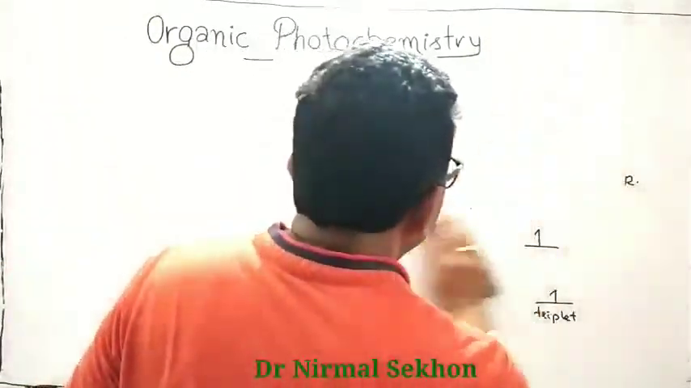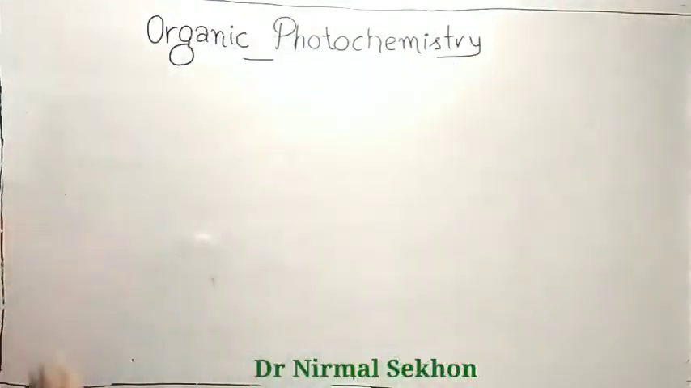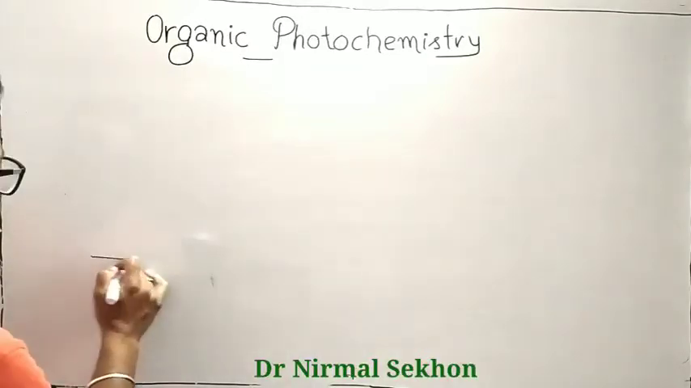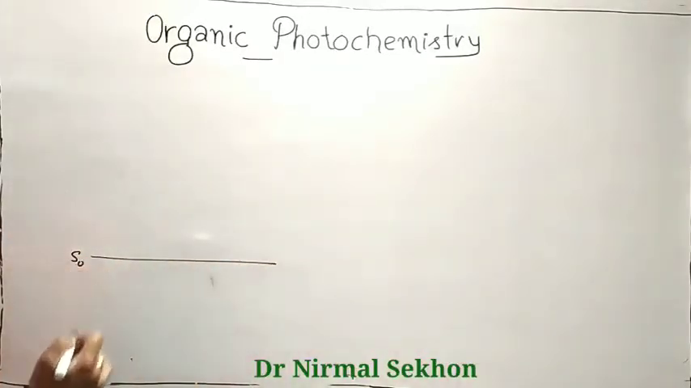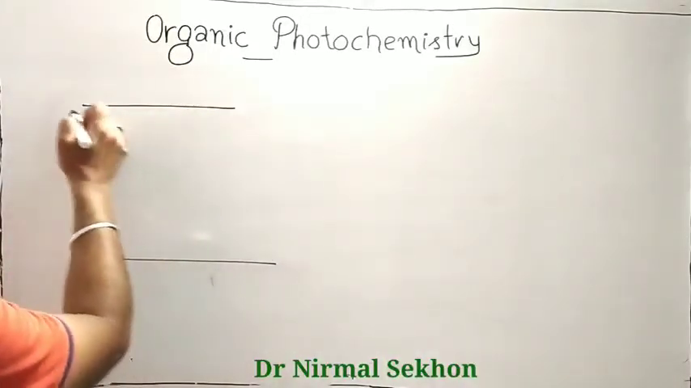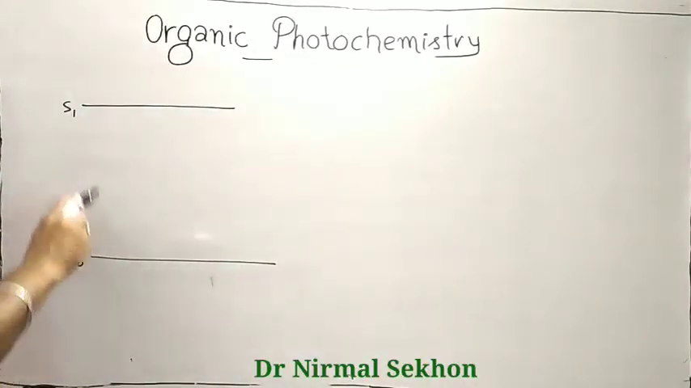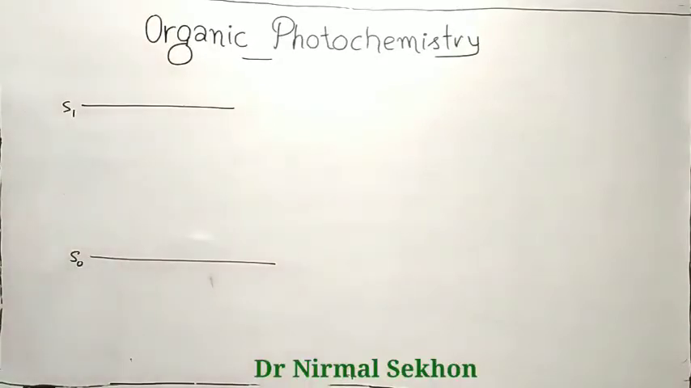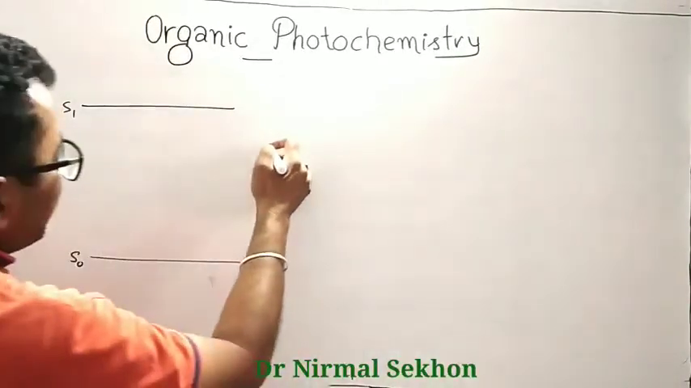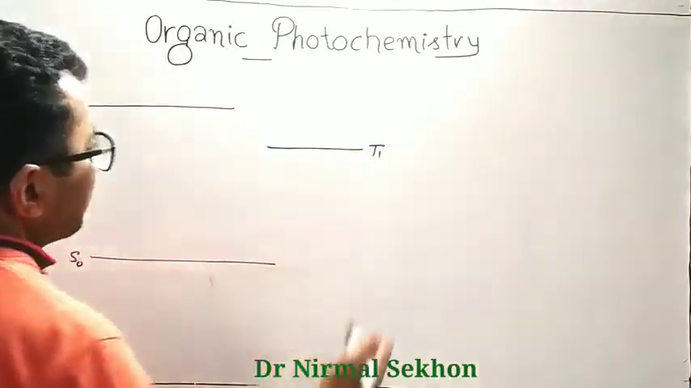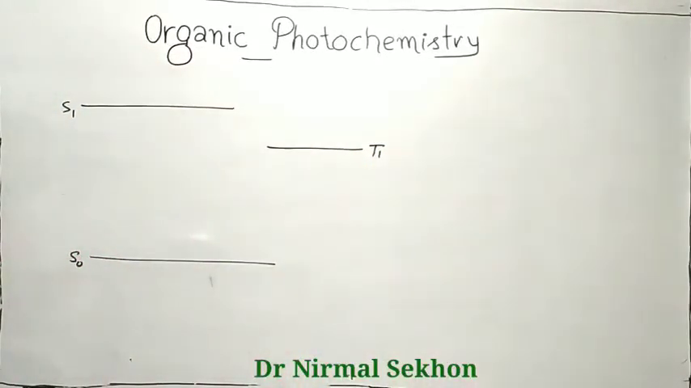Now we will compare the energy of singlet and triplet. When you draw the diagram, this is S0, the spin ground state, and this is your S1, the spin singlet. 0 means ground, 1 means first excited, S means singlet. And we get a T here, that is T1, the triplet excited state.